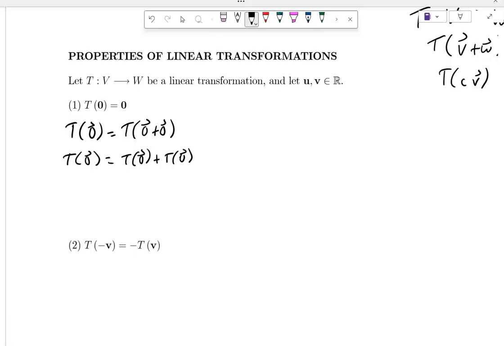And now to get the result, what do we need to do? Yeah, add the inverse to both sides. Good. Because I know that whatever T of 0 is, I know that I can add the inverse of. I know it's a vector in W, so it has the additive inverse, so I can add the inverse of it to both sides. I'll write this out longhand.